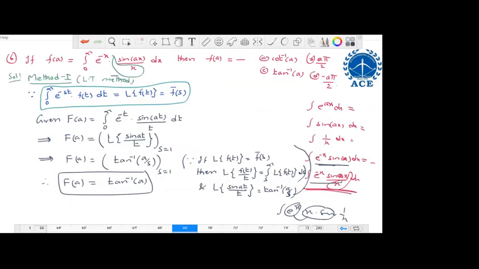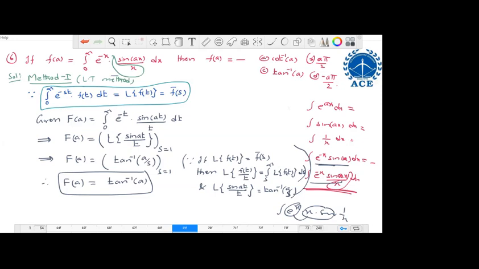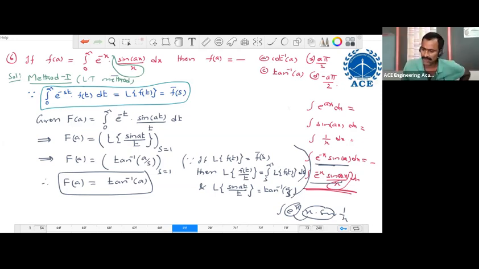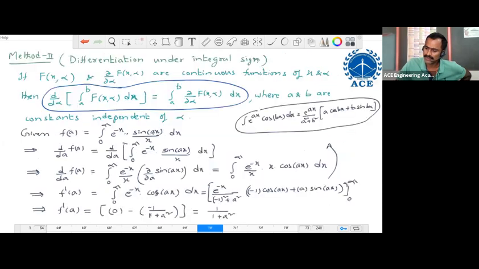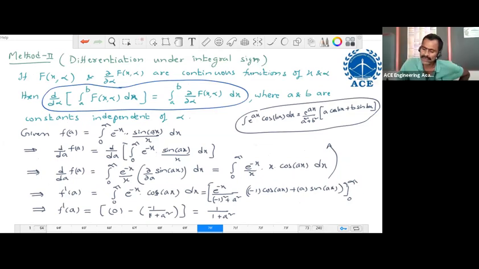Sir, that formula is there, no, sir, here? L of sin at by t equal to tan inverse of a by s. No, sir. E power minus ax sin ax, that is a standard formula. So these kinds of formulas we need to remember, right? If it is cos like this, exponential cos, this formula. Exponential sin is also similar to this, but here minus only, the middle one.